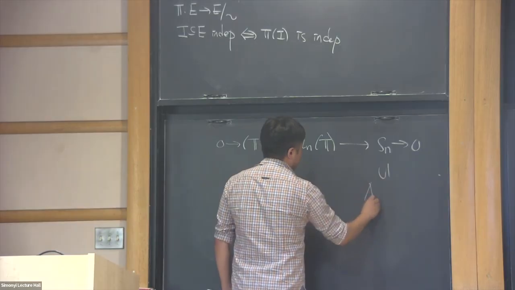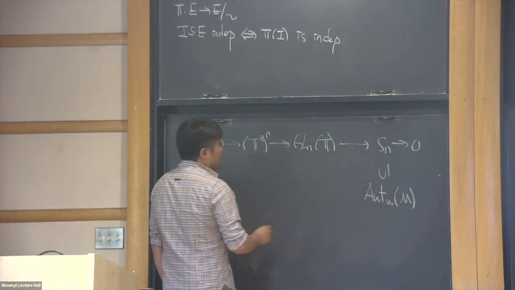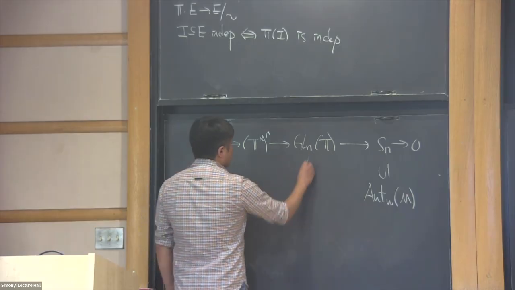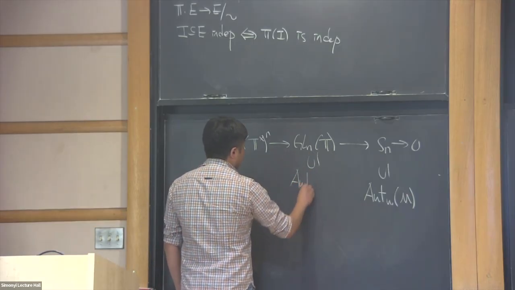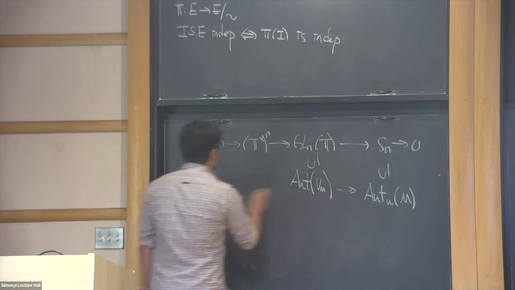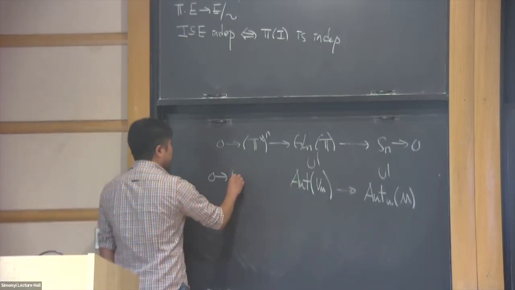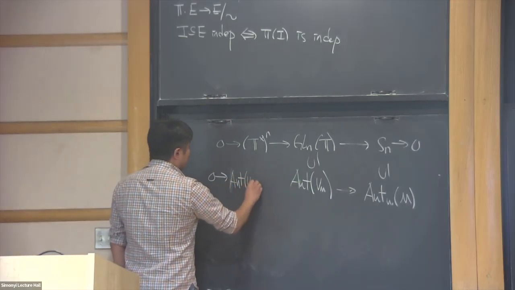And here there's a weak automorphism group of the evaluated matroid. What the theorem says is that here we have the automorphism group of the corresponding tropical linear space, and this is a short exact sequence.